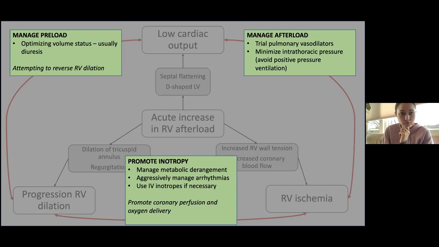And what that means, practically speaking, is avoiding positive pressure ventilation. So if you put someone on a mechanical ventilator, you're going to be increasing their intrathoracic pressure and increasing their RV afterload. In particular, in patients who are having acute RV failure, intubation, because it's such an acute rise in the intrathoracic pressure, is extremely dangerous.